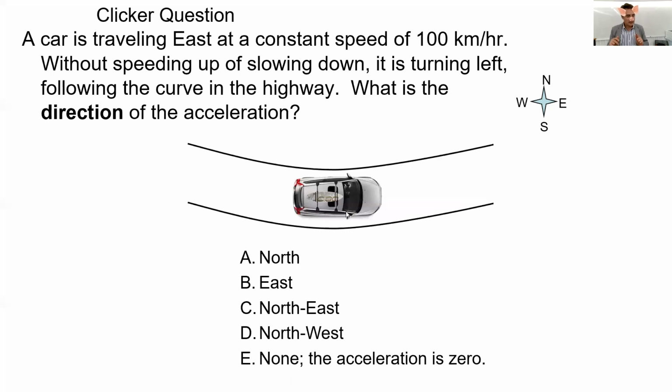Is it A, exactly north, B, exactly east, C, somewhere between north and east, and D, somewhere between north and west? So it shouldn't really say northeast. C could be anywhere between north and east, and D could be anywhere between north and west. E is none, the acceleration is 0.